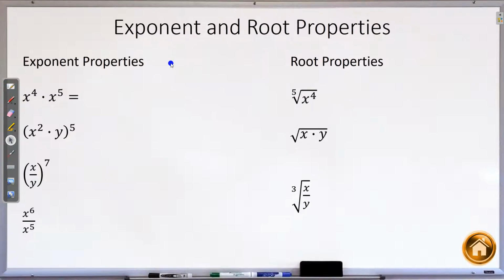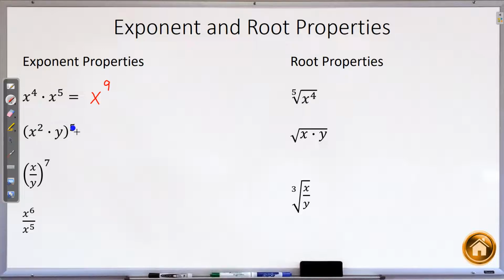I'm hoping a lot of these look familiar. Most of them are left over from Algebra 1, but we might need a quick refresher. So the first is if you have two bases that are the same and you're multiplying, you can add the exponents. So you have 4 x's over here and 5 over here. You have a total of x to the 9th. That's a real simple one, but you do have to remember to add those exponents.